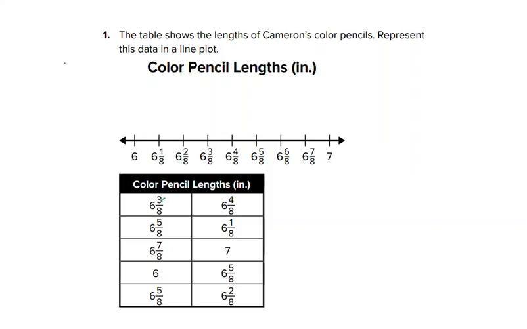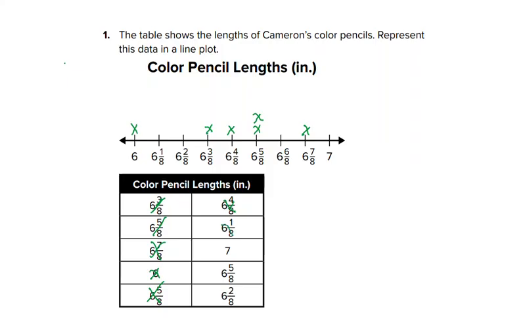Okay, the first one is 6 3/8. I'm going to cross that off, and I'm going to put an X right there for 6 3/8. That's one pencil. The next one was 6 5/8. Fine, I'll do that. 6 7/8. Right there. 6 inches. This is a shorty. That looks like it's going to be the shortest pencil. 6 5/8. There it is again. We got two of those so far, don't we? Okay, 6 4/8. That goes right there.